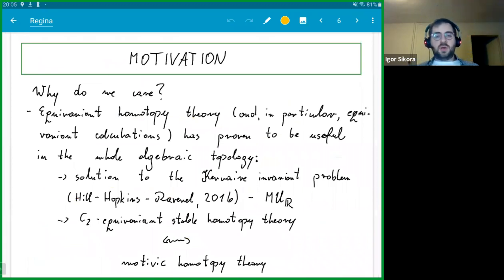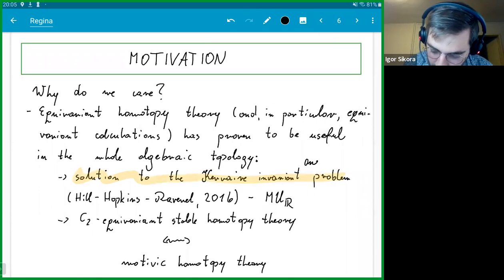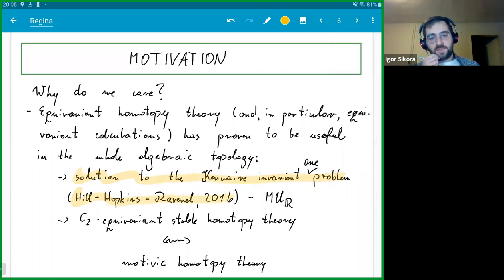Before going to the actual discussion, we should of course discuss why we care at all. Firstly, equivariant homotopy theory, and in particular equivariant computations, has proven to be useful in recent years in the whole area of algebraic topology. The most famous example of this usefulness is the solution to the Kervaire invariant one problem, where the solution was given by Hill, Hopkins, and Ravenel in 2016.